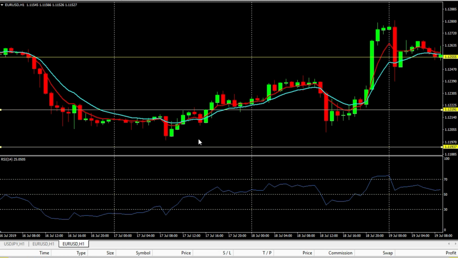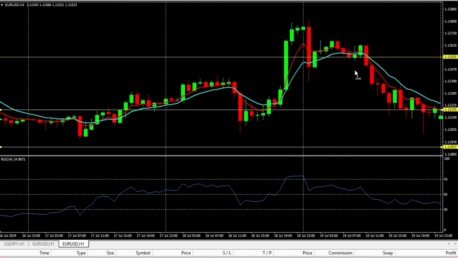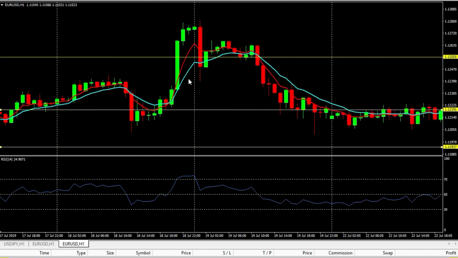Now how much are we risking? Let's have a look. We are risking about 25 pips, so we place our take profit 25 pips above, which is going to be here. Anyway, we get a 25 pips profit on this candle. So here is a second trade, and we make a profit.